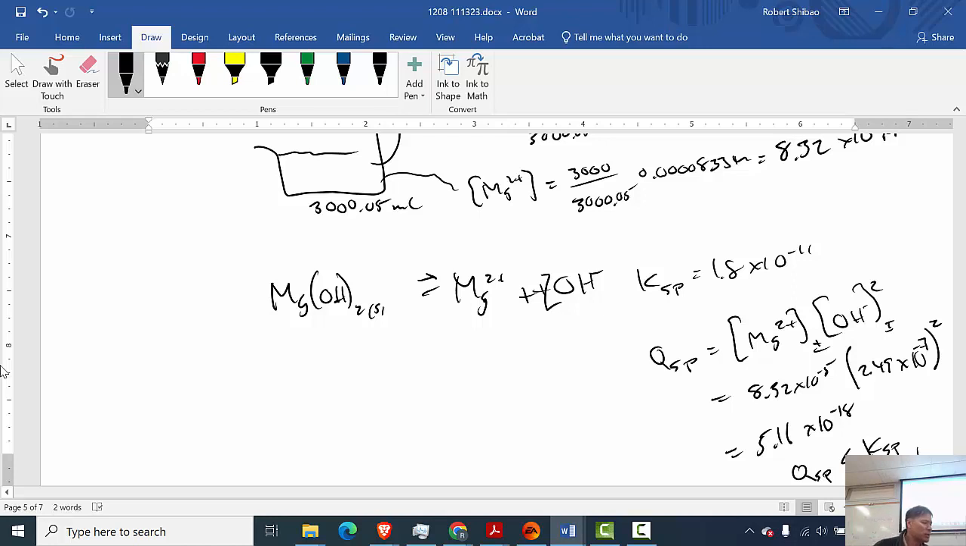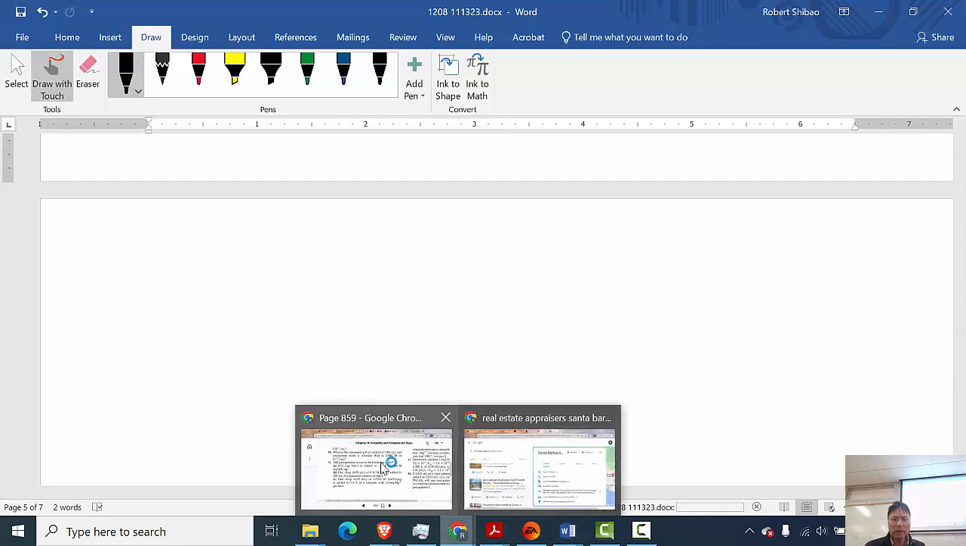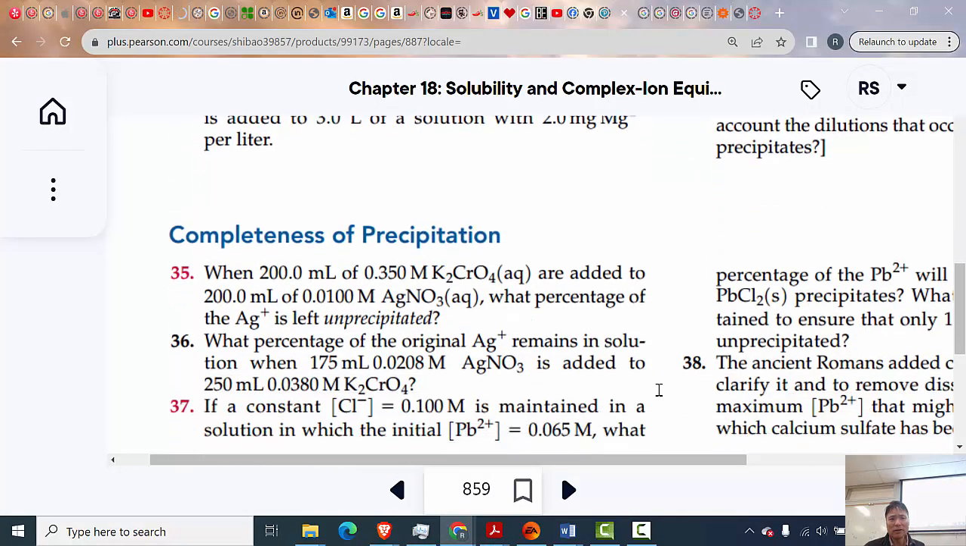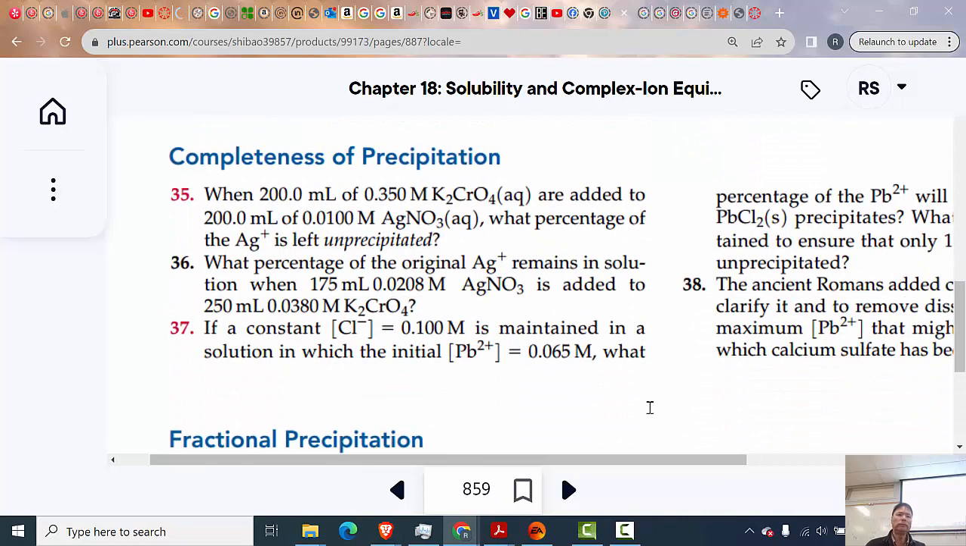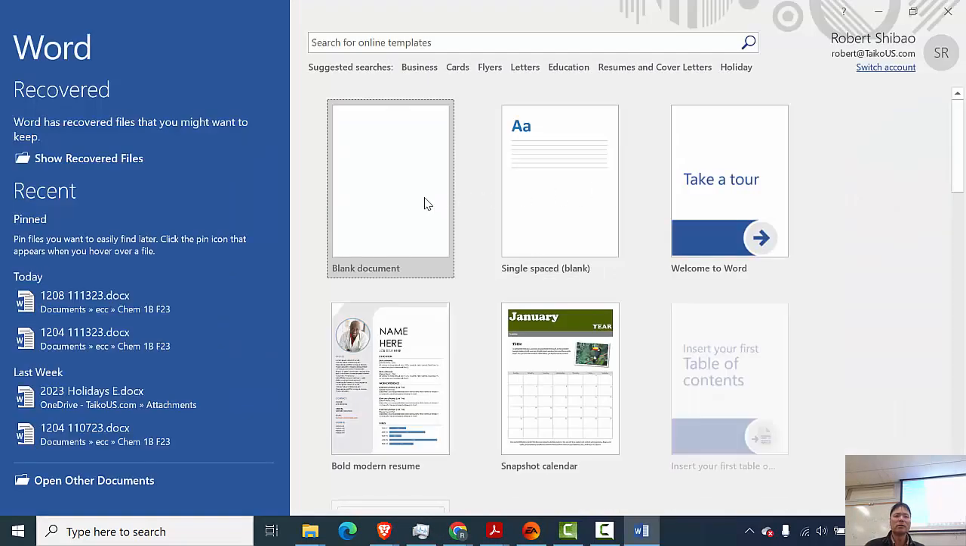In this particular case, we don't care how much precipitate forms. In the last example, we cared how many grams of precipitate form. Okay, the next problem we're going to look at is number 35. Number 35 deals with completeness of precipitation.